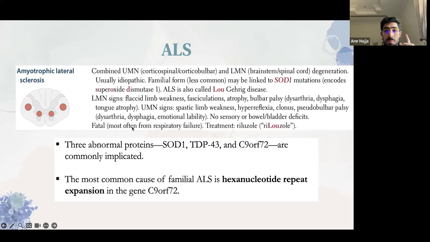It's basically most of the patients, if they die, it's going to be because of the respiratory failure. So they might get you a question mentioning different symptoms of upper motor neuron and lower motor neuron signs. And then they tell you this patient unfortunately died. Which of the following might be the reason of this patient's death? So you'll know that it's a respiratory failure. It's very important to know this.